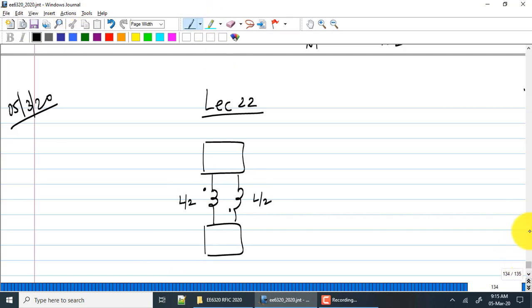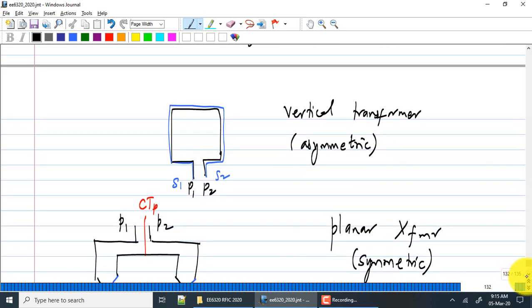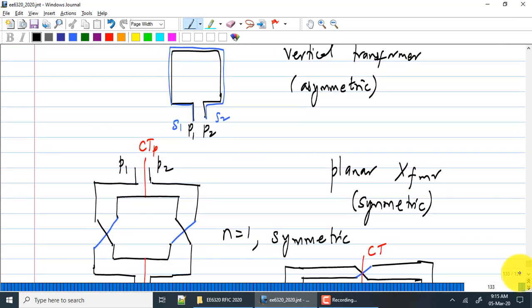So we looked at 2 separate transformers. The more commonly used one in fully differential circuits is the planar transformer, right? It will have lower coupling factor because you are assuming coupling onto adjacent lines which are already very wide. Okay. Whereas if you have a vertical transformer, you'll get a very strong coupling factor, but the transformer itself will be asymmetric. Okay.